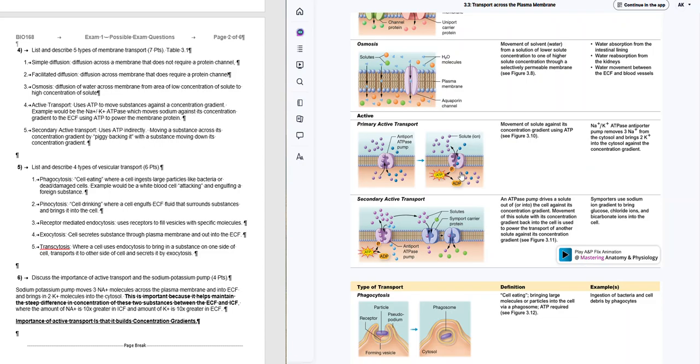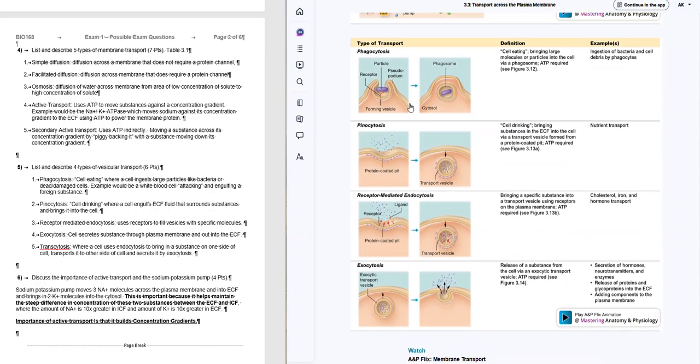And then the 4 types of vesicular transport. Remember, we have 3 types of endocytosis: phagocytosis, pinocytosis, and receptor-mediated. Here's the definition for each, examples of how each is used, and then the final one, exocytosis, the releasing of substances. So exiting is exocytosis, entering is endocytosis.